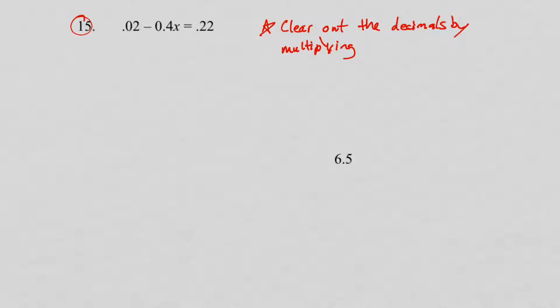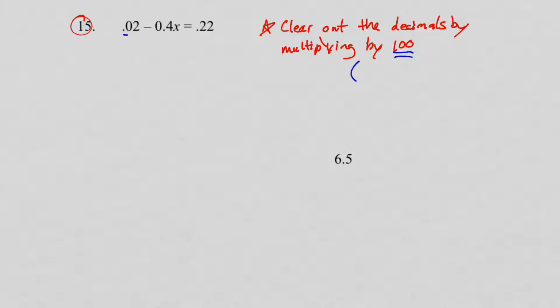So in this case, we're going to multiply by 100. Now, why did I choose 100? That's because in this problem, the most decimal places is 2.